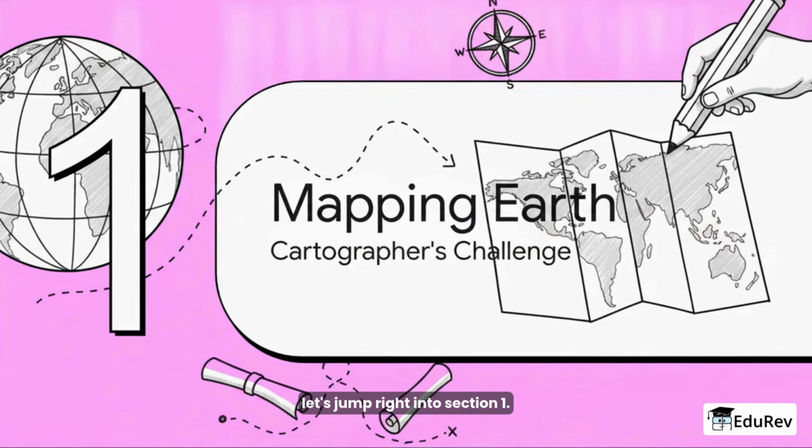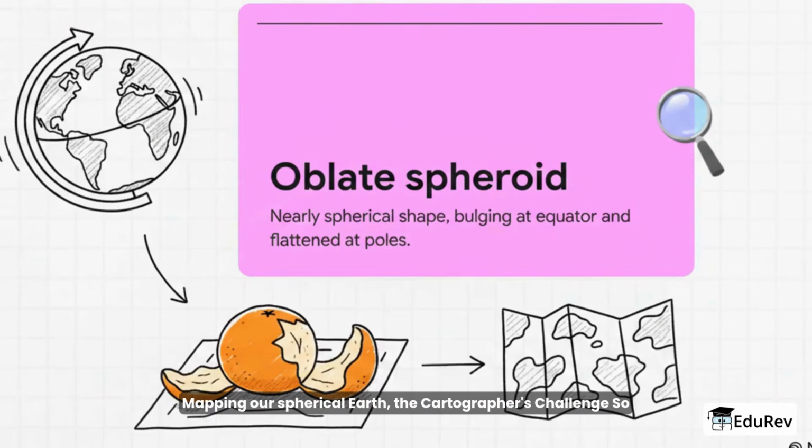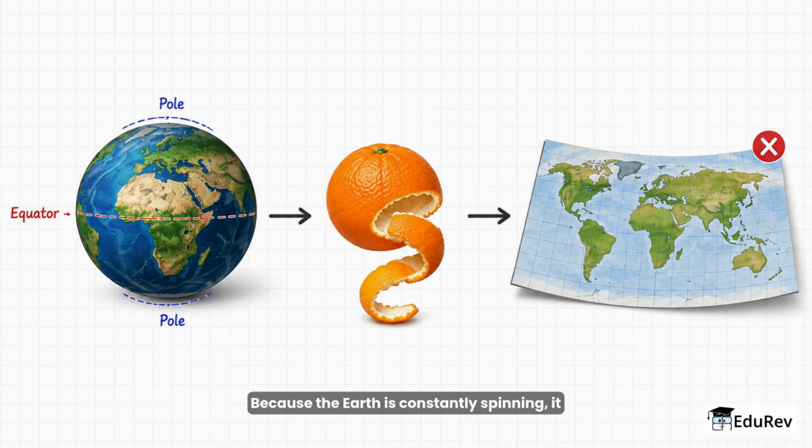Alright, let's jump right into section 1. Mapping our spherical Earth, the cartographer's challenge. So how exactly do we draw our massive curved planet on a flat piece of paper? Well, the first thing you need to know is that our Earth is not a perfect sphere. It's actually what we call an oblate spheroid. Because the Earth is constantly spinning, it bulges at the equator and kind of flattens out at the poles.